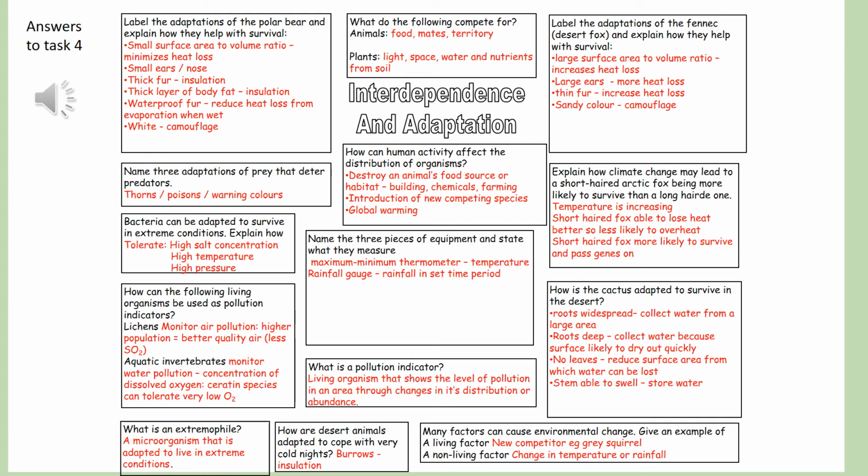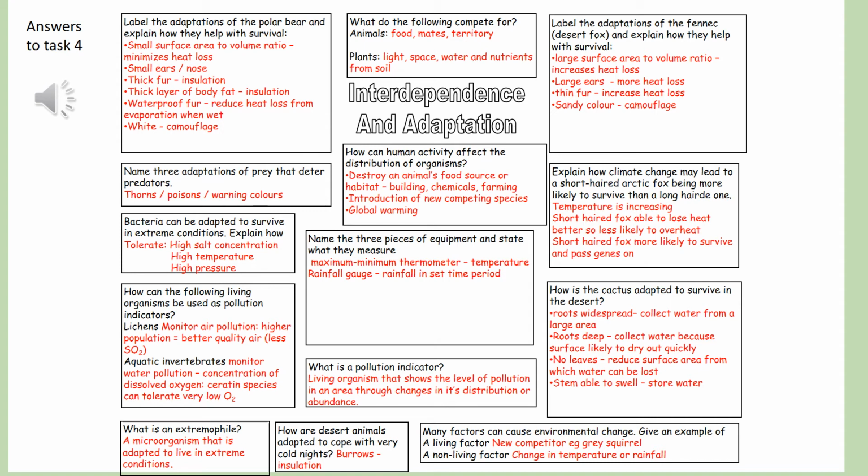Okay, so lots of information that you could have put on this map. So looking at that polar bear, explaining how they're adapted to survive. They have a small surface area to volume ratio. That minimises the heat loss. They have small ears and nose. They have thick fur for insulation, and they also have a thick layer of body fat. They have waterproof fur, which reduces the heat loss from evaporation when they get wet. And they are white, so they can camouflage themselves.